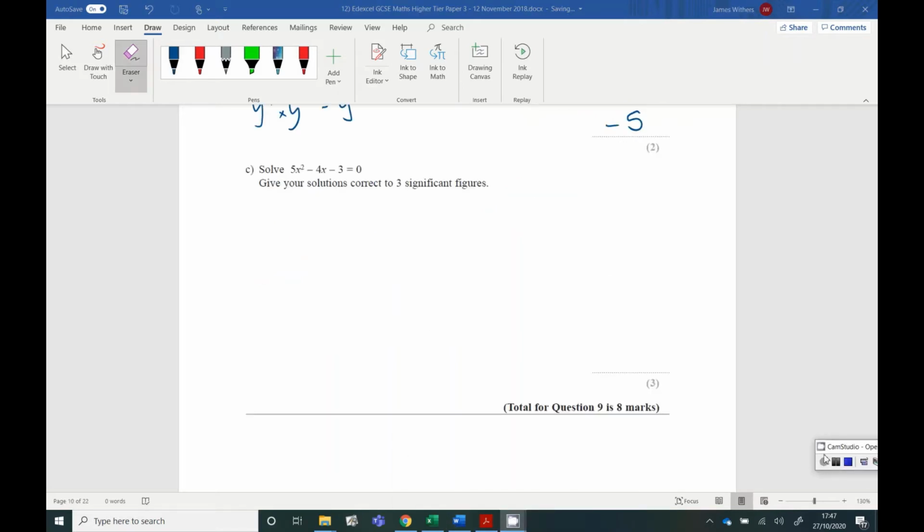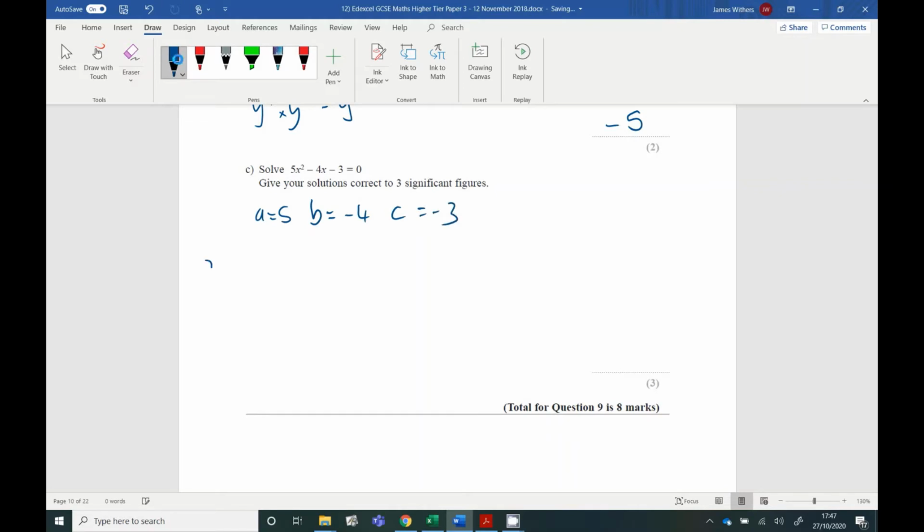So part C. Now to solve this quadratic equation, we're going to have to use the quadratic formula. Well, we don't have to, we could complete the square, but it would be very difficult. So I think using the quadratic formula is much more sensible. So a is the coefficient of x squared, which is 5. So a equals 5. b equals the coefficient of x, which is minus 4. And c is minus 3.